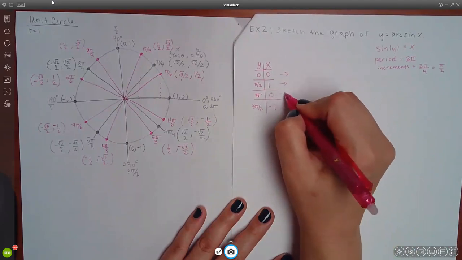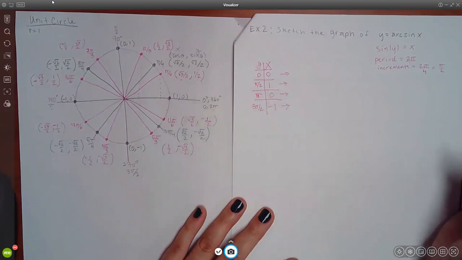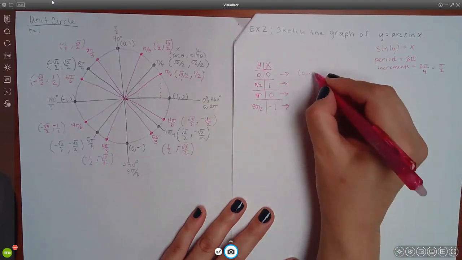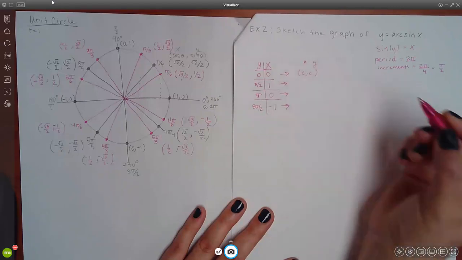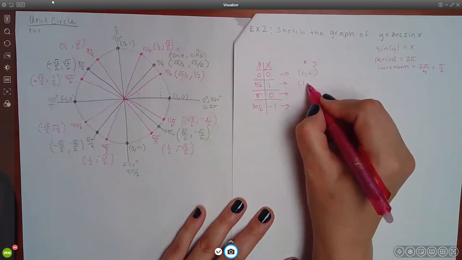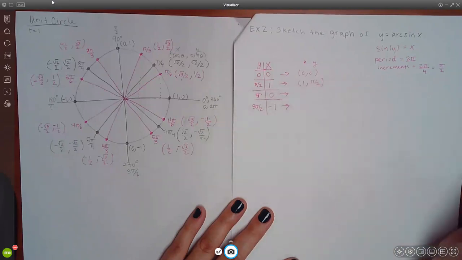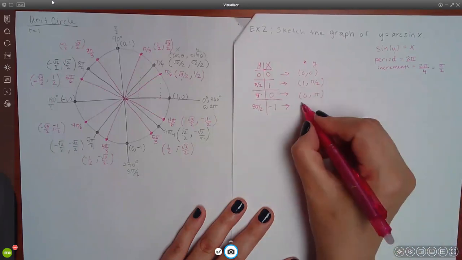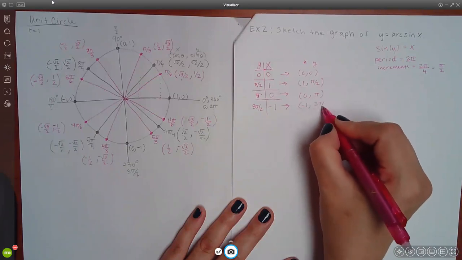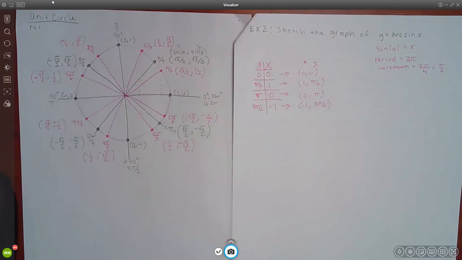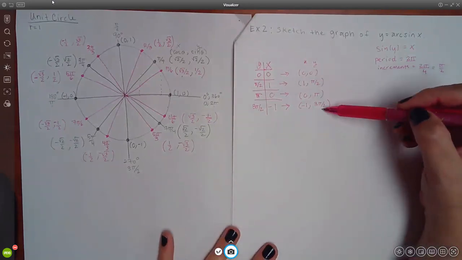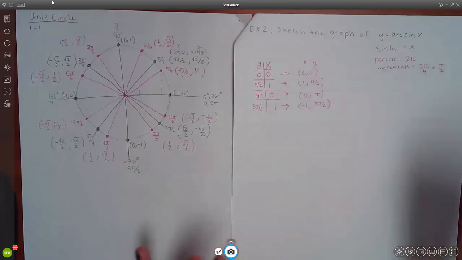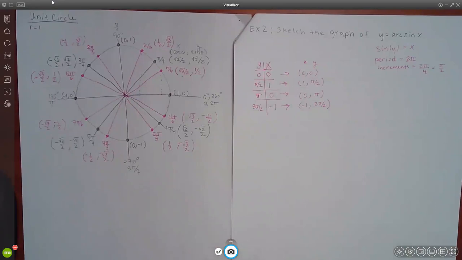Now, these are going to give me points. This gives me 0, 0 for my x and for my y. This gives me 1 for x and pi over 2 for y. This gives me 0 for x and pi for y. Negative 1 for x and 3 pi over 2. So just like you learned in college algebra, inverses just basically invert the x's and the y's, don't they? And that's exactly what happened here. In a regular sine function, these would all be my x values, and these would have all been my y values. And now they're backwards, because we're talking about the inverse, okay?